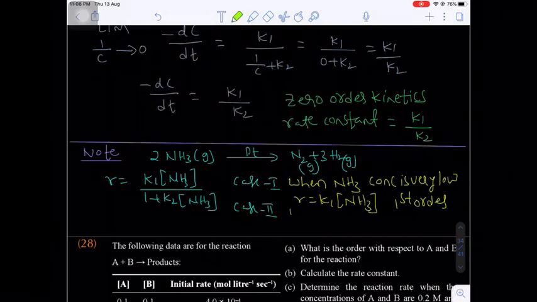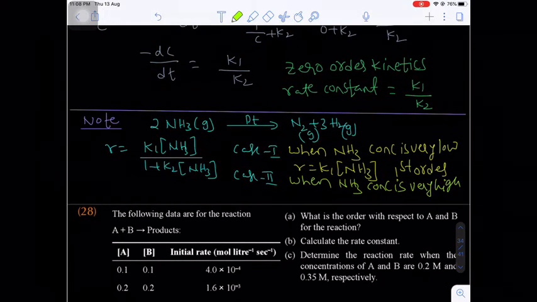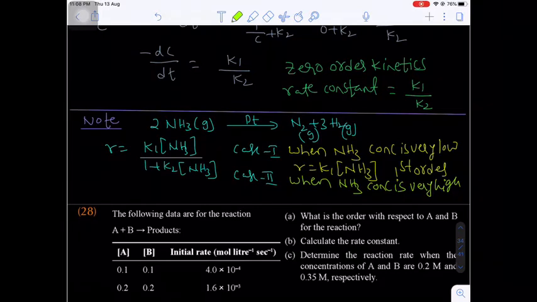What is case 2? When the concentration of ammonia is very high. When the concentration of ammonia is very high, in the denominator 1 can be neglected as compared to K2 into ammonia. For such a case, you will get R equal to K1 times ammonia by K2 times ammonia.